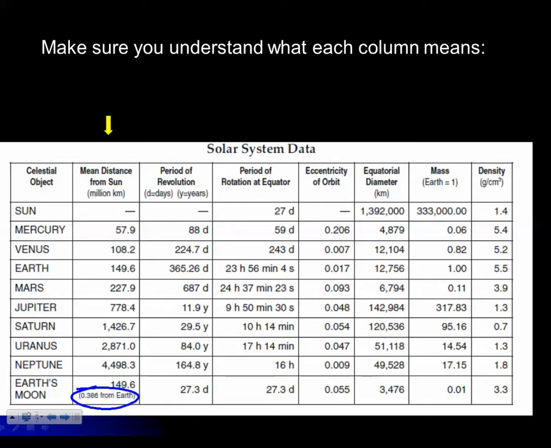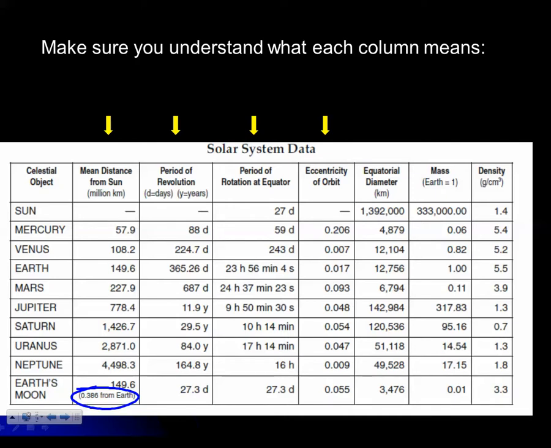That's one difference. The period of revolution. It's measured either in days, D, or Y for years. And that's how long it takes for the object, the planet, to go around the sun or the moon to go around the Earth. Period of rotation at the equator, how long it takes to rotate once. And that is measured in Earth days. One Earth day, of course, 23 hours, 56 minutes, and 4 seconds. Not quite 24 hours.